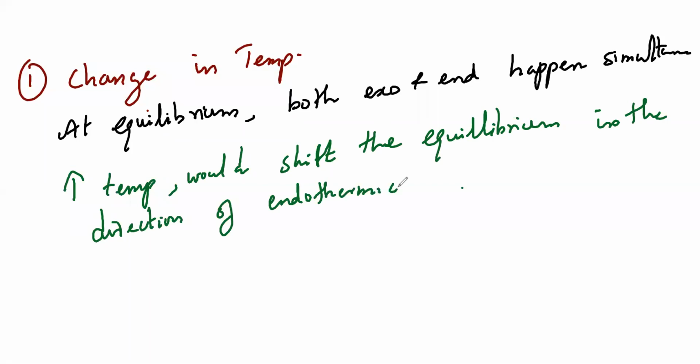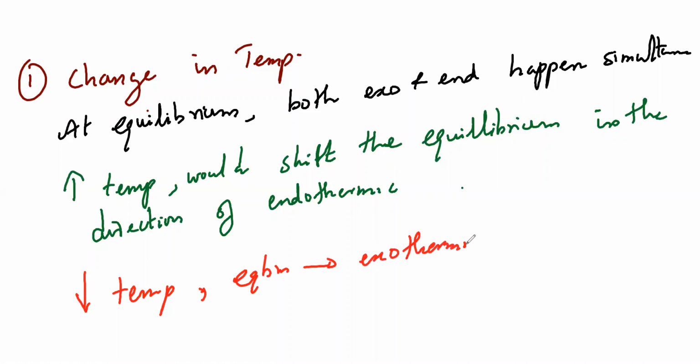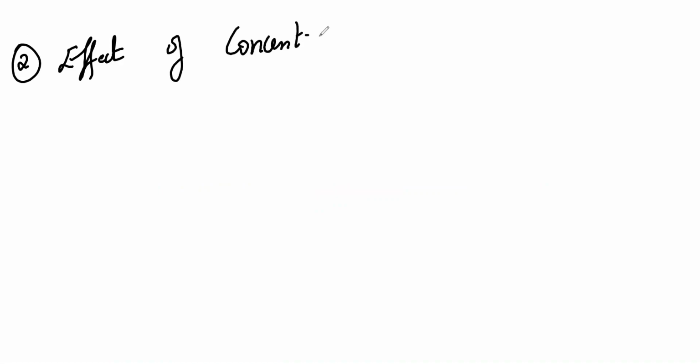Next one, obviously common sense. If I decrease the temperature, then equilibrium will shift towards exothermic. That's it. So this is the change in temperature. Next, the effect of concentration. So one is temperature, another is concentration, and another is pressure. One by one we will see that.